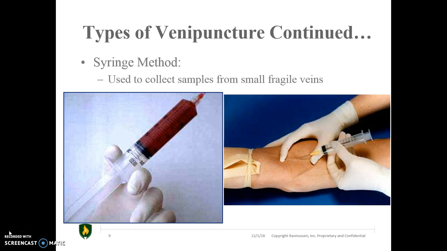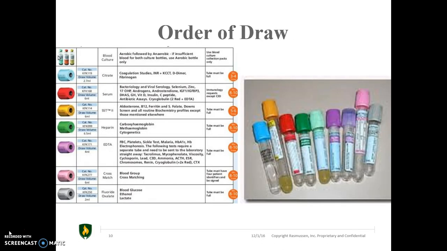And lastly, we have the syringe method. Now this method is used to collect samples from small veins that cannot stand the pressure of the evacuated tube method. The drawback to this method is that the amount that can be taken is only limited to the size of the syringe that you do have.